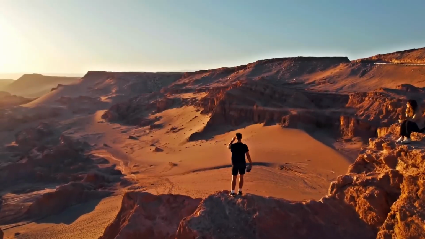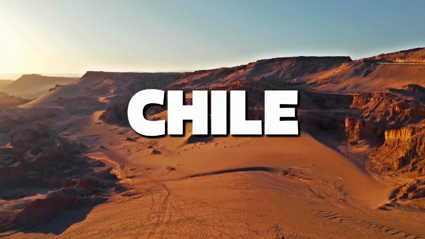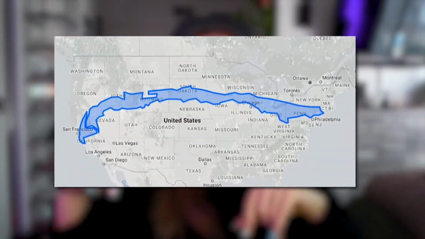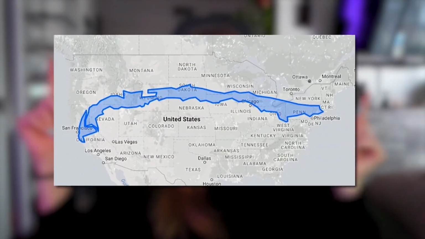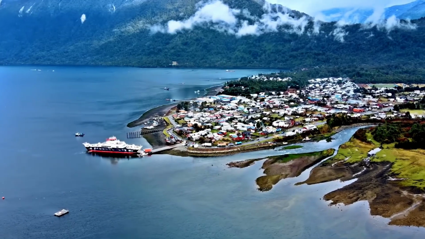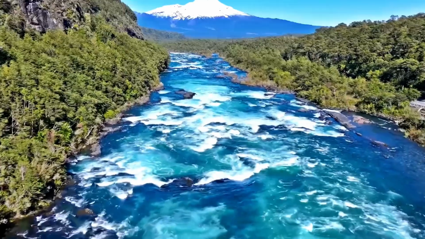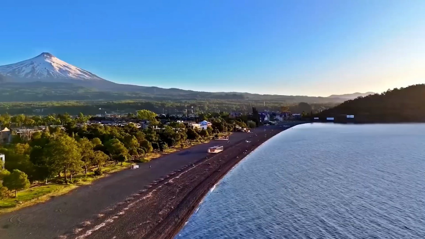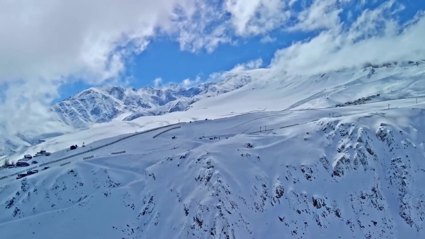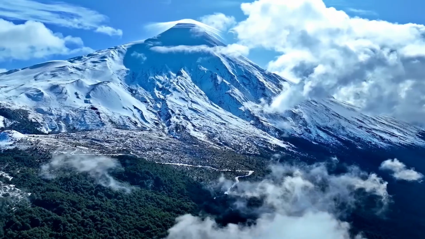The next country on my list, number 3, is of course Chile. Now, Chile is known for so many different things, including the fact that it is the longest country in the world. Did you know that Chile in length is the same as the width of the United States? And because of its length, Chile is known to have a huge biodiversity of different landscapes across the country, including deserts, beaches, snow, glaciers, pretty much whatever you could look for, you can find in Chile.